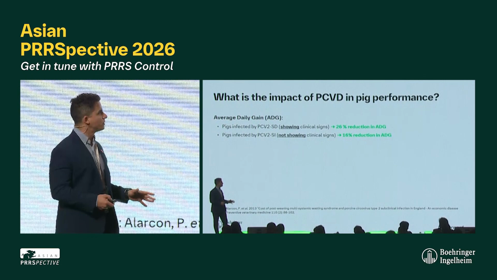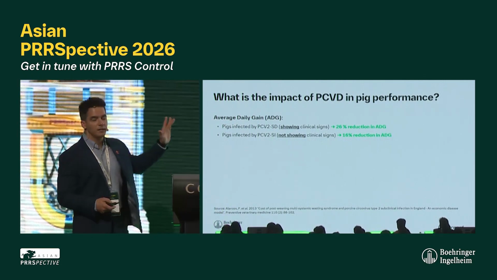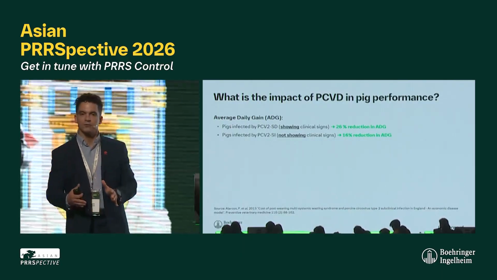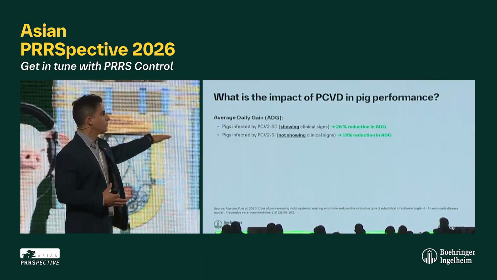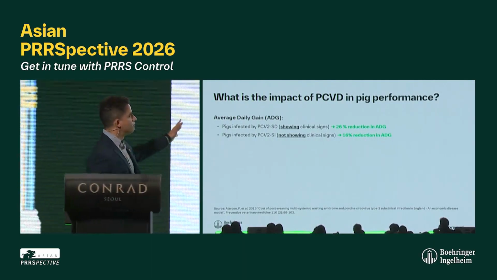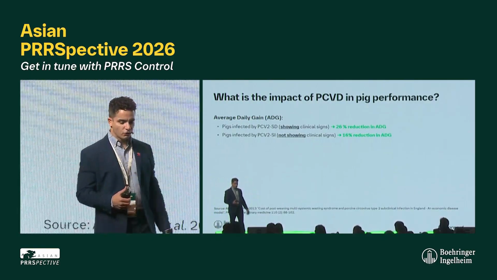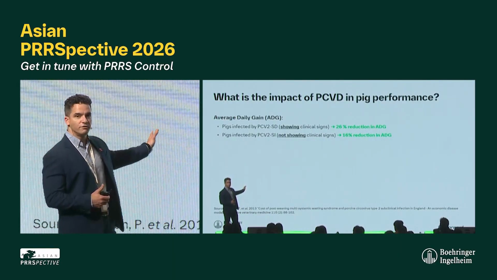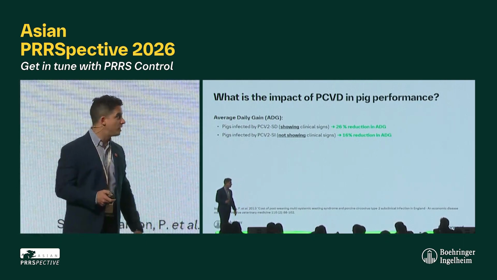One thing that's important in here, in this study, what they were doing is evaluating the clinical performance of these animals that actually had clinical signs of PCV2 systemic disease against animals that were not showing any clinical signs and that were not vaccinated. So those animals that were showing clinical signs had a 26% reduction in average daily gain. But those animals that were not showing clinical signs but were infected with PCV2 also had a 16% reduction in the average daily gain.